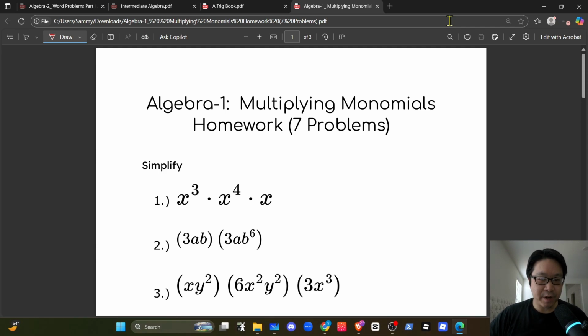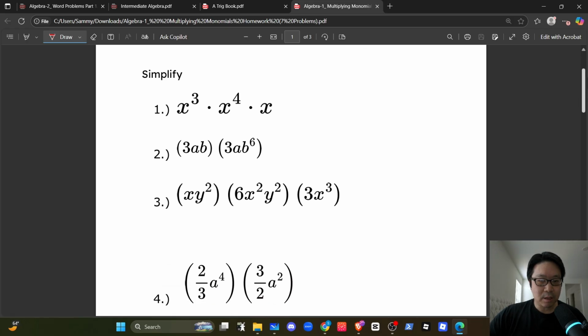Today we're going to be doing our homework problems for multiplying monomials, and there are 7 problems. So let's start with number 1.